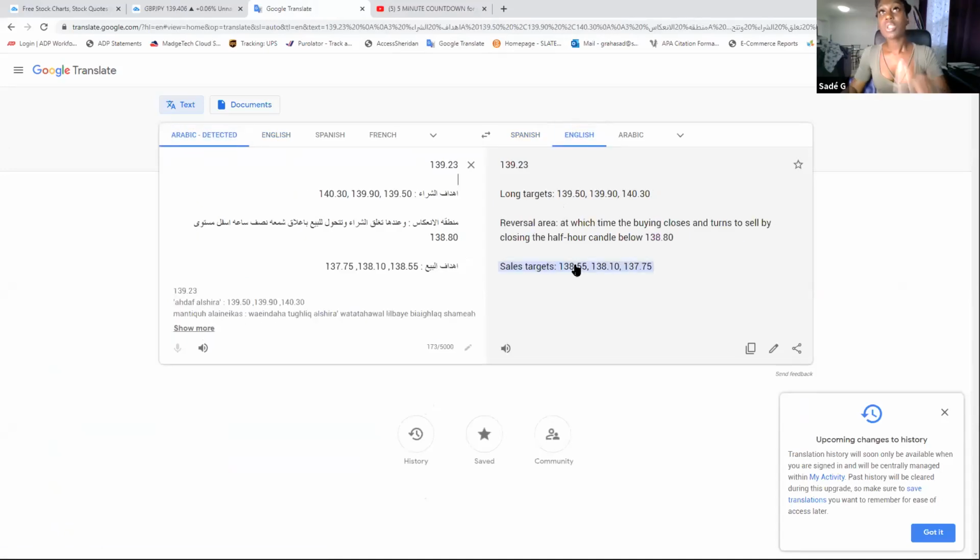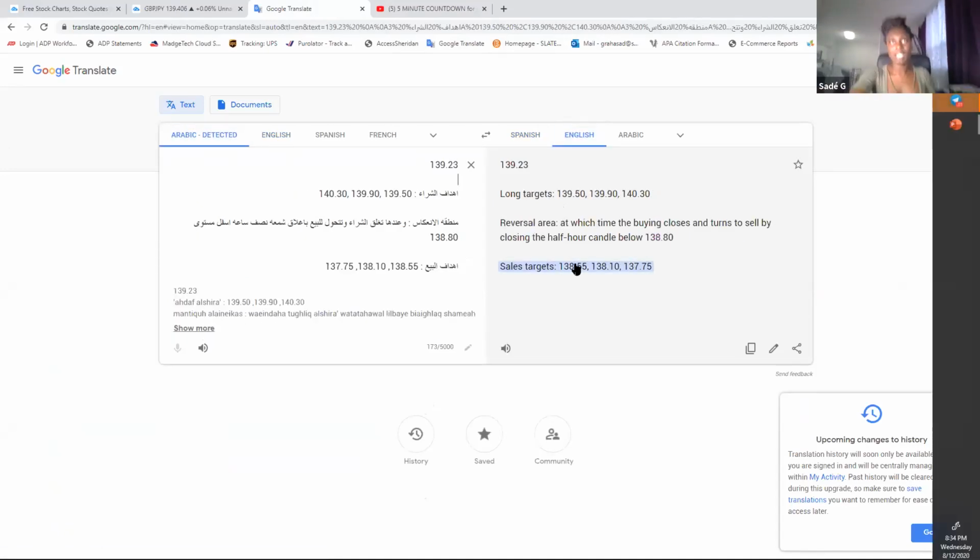Cool. So what he's saying pretty much is he is buying at this price. He's saying the current trend is bullish, right? He's buying at this price, 139.23, and the take profit levels are 139.50, 139.90, and 140.30. Cool. The reversal area, if the trade reverses, right? So reversal area at which time the buying closes and turns to sell.